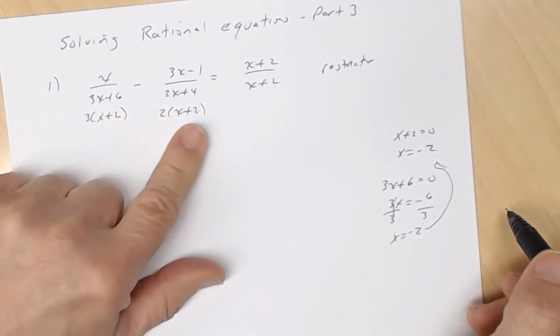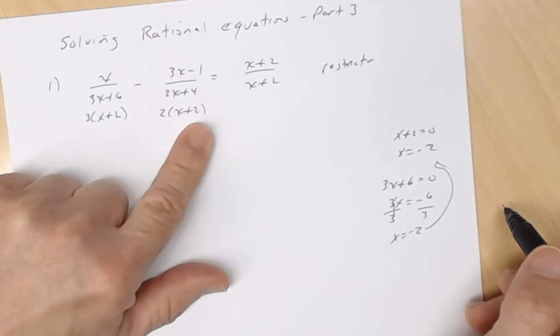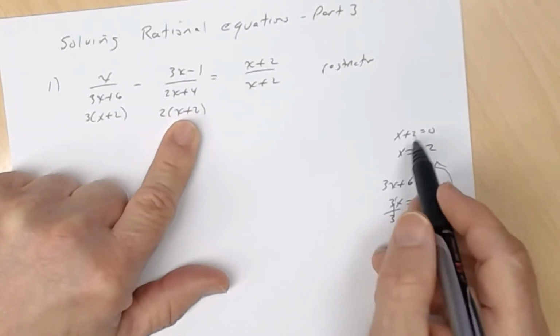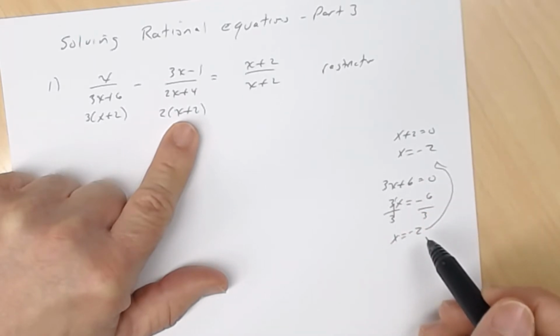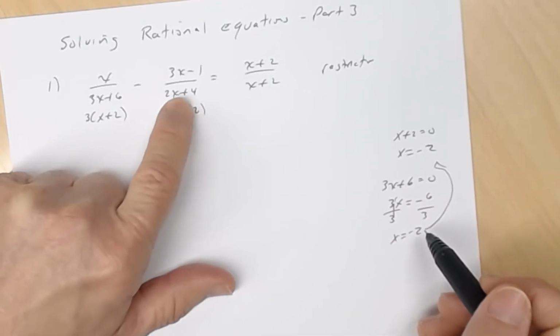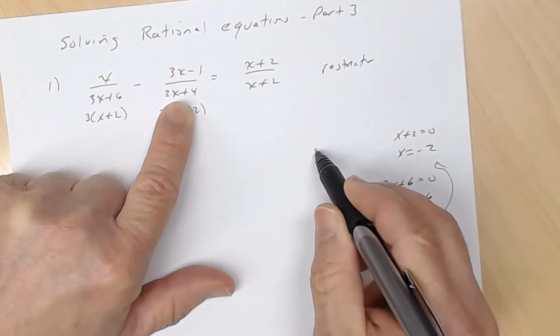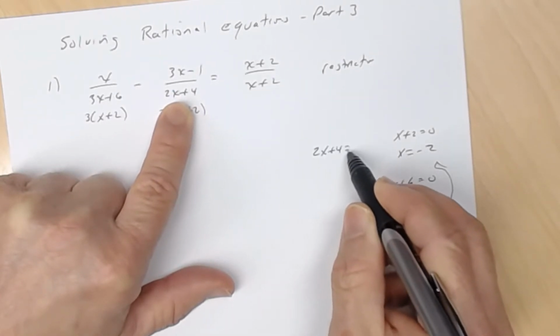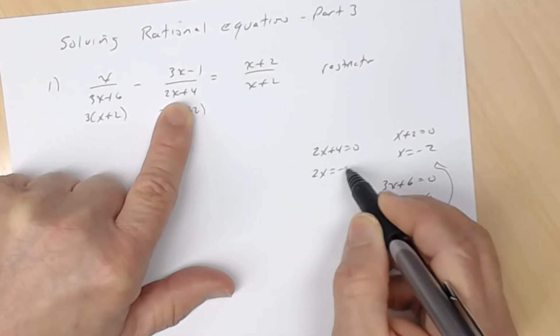Over here, what makes 2 times x plus 2 equal to 0? Well, that's 0 when x plus 2 is 0, right? Which you already have. So where's x plus 2 equal to 0? At -2. If you wanted to, you could have used this denominator instead. You could have said, all right, where's 2x plus 4 equal to 0? Well, 2x plus 4 is equal to 0, and 2x equals negative 4.